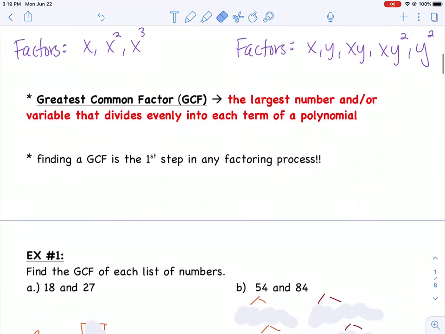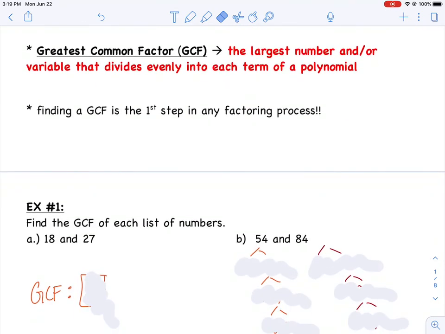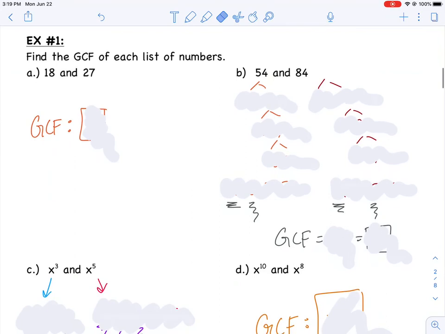We're going to add to that a little bit and talk about what we call a GCF, or a greatest common factor. A greatest common factor is the largest number and/or variable letter that divides evenly into each term of the polynomial. Finding the GCF is oftentimes the first step in any sort of factoring problem. So looking for a greatest common factor, what number and letter variable can I take out of each term evenly? Let's do an example of that.